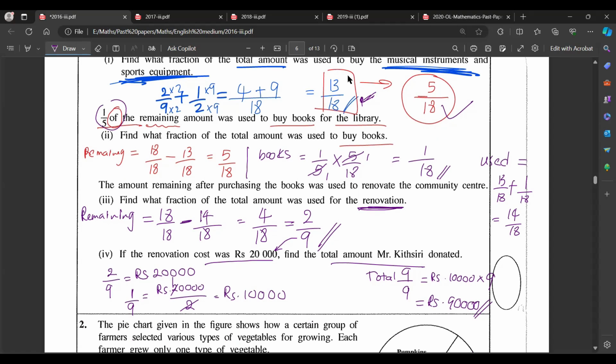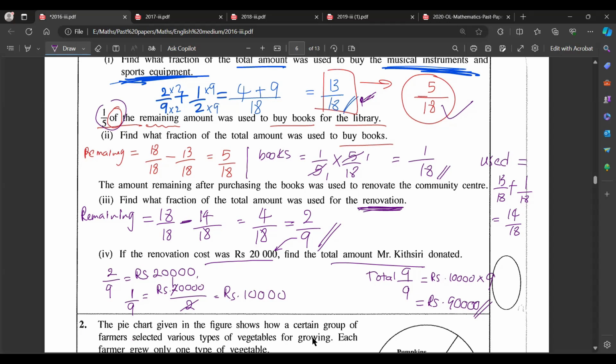And after the remaining part, if 14 parts out of 18 are used, now 4 out of 18 is remaining. It is using for the renovation. 4 out of 18 is using for renovation. That means 2 out of 9. That cost is 20,000. That 2 out of 9 is equal to 20,000. They are asking the total amount. 2 parts out of 9 is equal to 20,000, no? 2 parts out of 9 is equal to 20,000.